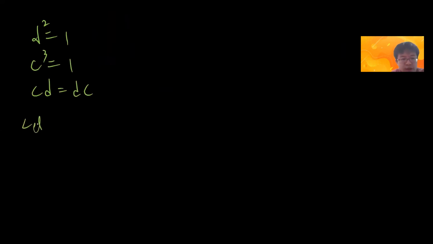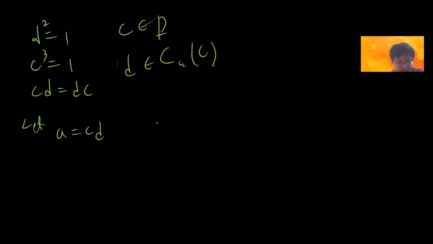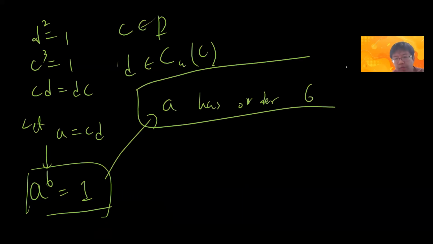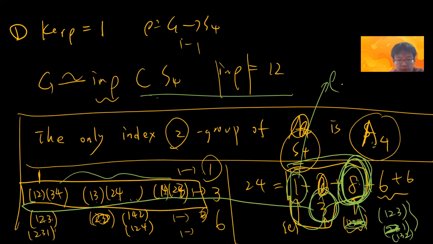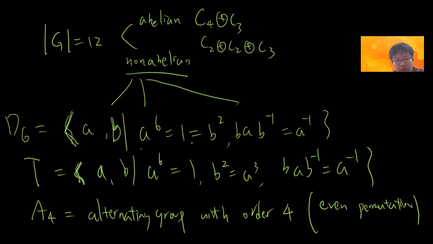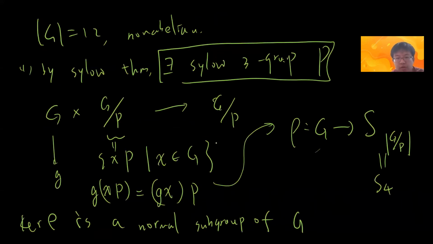Okay, so let A be CD. So C is inside P, and D is the order 2 element in the centralizer. So obviously from here one can check that A to the 6 is 1. So A has order 6. So almost up to here we are already 90% finished, because we already get something which is of order 6. So the remaining is to get at least B.